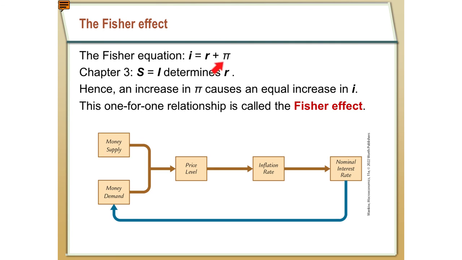Inflation goes up by 1 percentage point, we would expect the nominal interest rate to go up by 1 percentage point as well. Inflation goes down by 2 percentage points, nominal interest rate should go down by 2 percentage points as well. So again, this is in the long run, so it does take some time to adjust, but ultimately that's the impact that we would expect to see: if inflation is high, then nominal interest rates will be high as well.